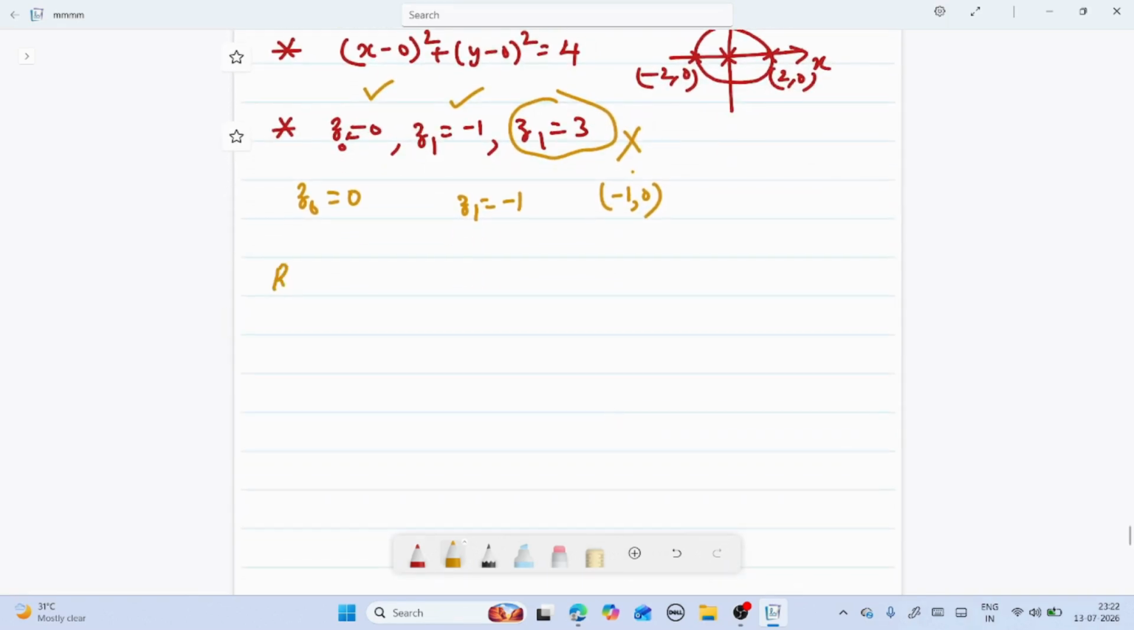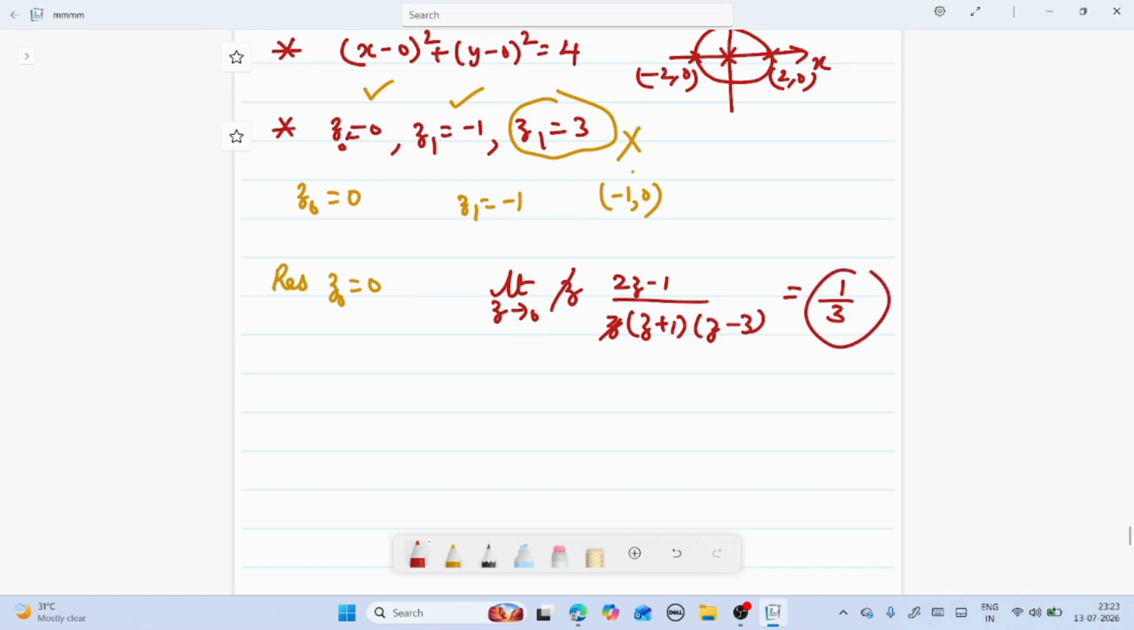Residue at z0 is equal to 0. So the usual formula we have: limit z tending to 0, z into the given function f of z. So here it is (2z minus 1) divided by z into (z plus 1) into (z minus 3). So it's easier here because both are simple poles. So we'll just cancel it out. You can just replace z with 0. So the limit here would be 1 by 3. I want you to check this.